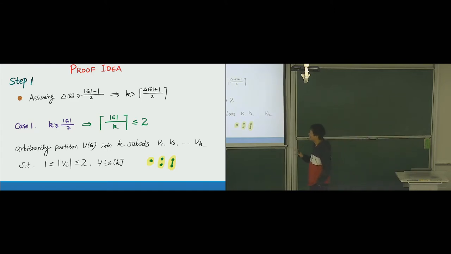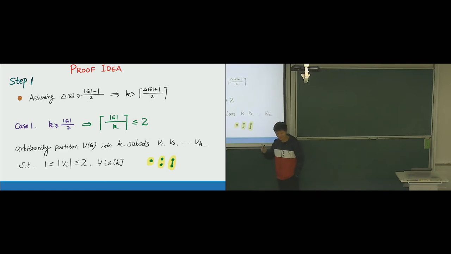So in step one, we assume that the maximum degree is at least half of the order, and in this case, this implies that k is at least this number. Now we divide the main proof into three pieces. The first one is k is at least half of the order. Then in this case, we know this number is at most two. This implies that if we have an equitable tricky coloring, then each color set takes at most two vertices.